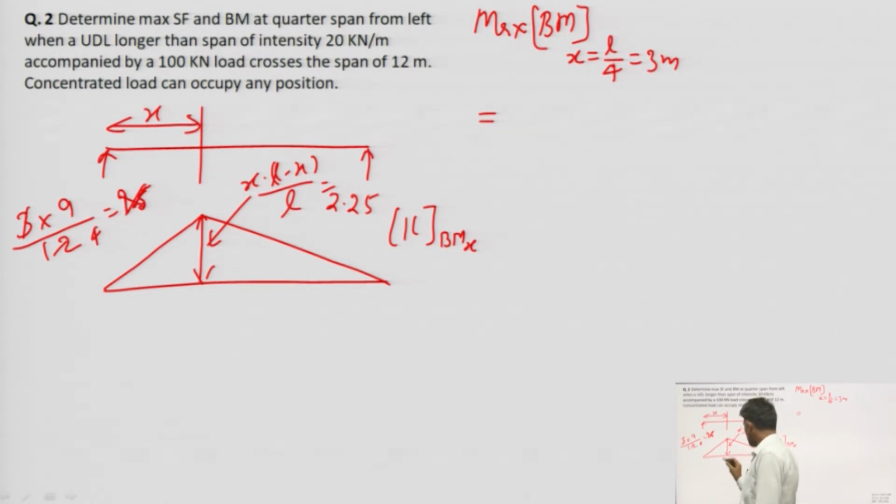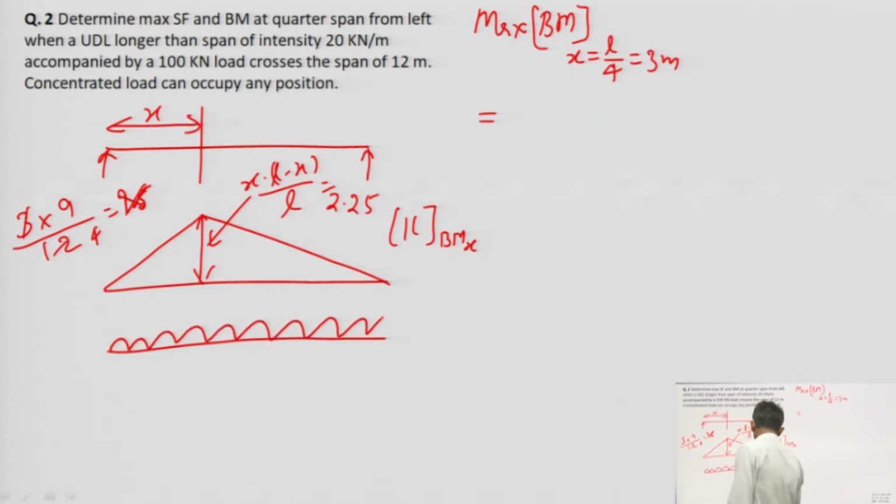From this figure we can see that if the load occupies the entire span AB, then we will have the maximum value of bending moment due to that UDL. In the question, it is given that the length of the UDL is sufficient, more than the length of this span AB, so the entire UDL can occupy the beam.